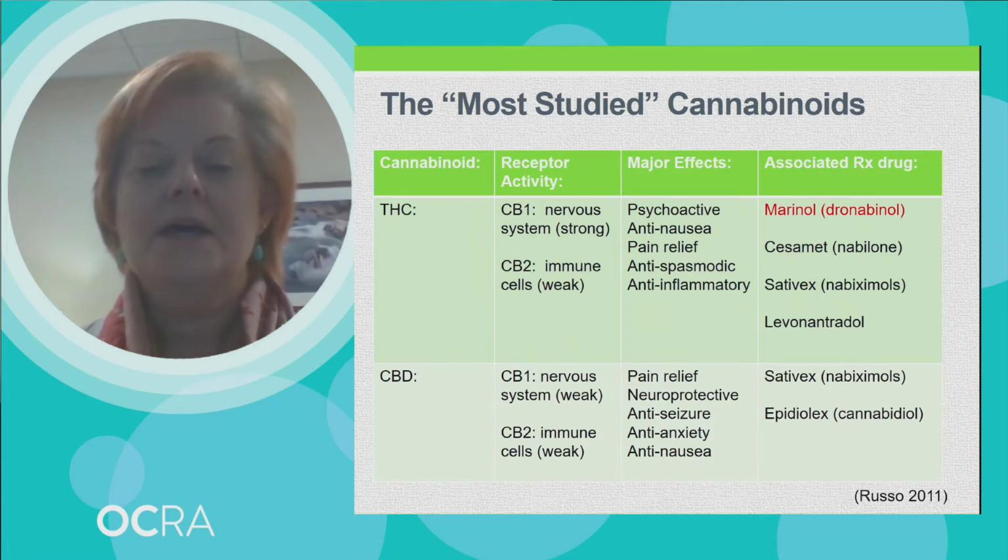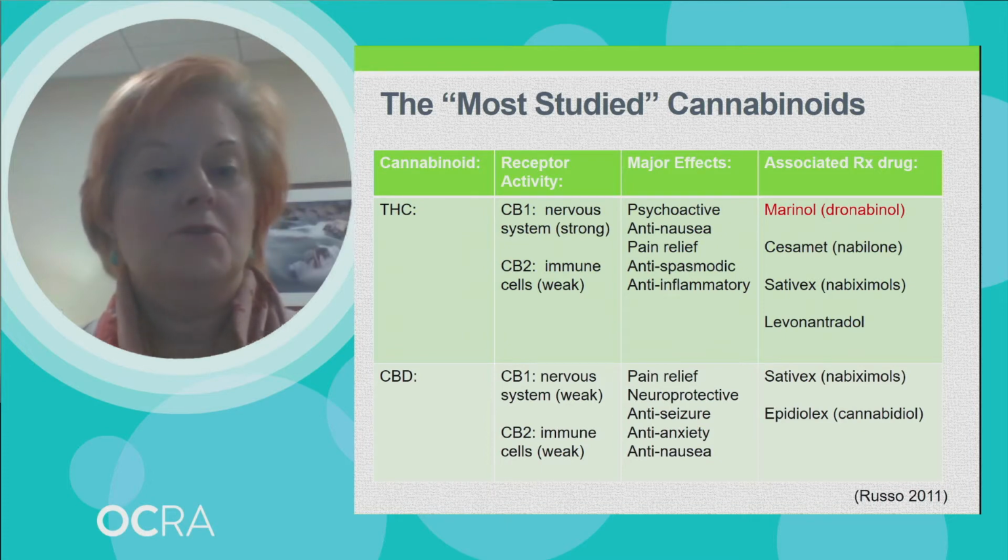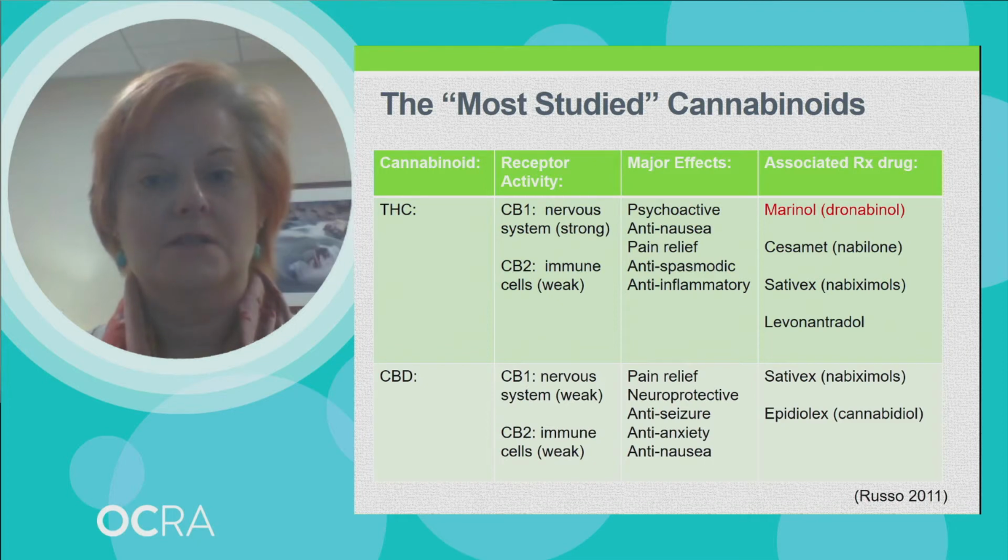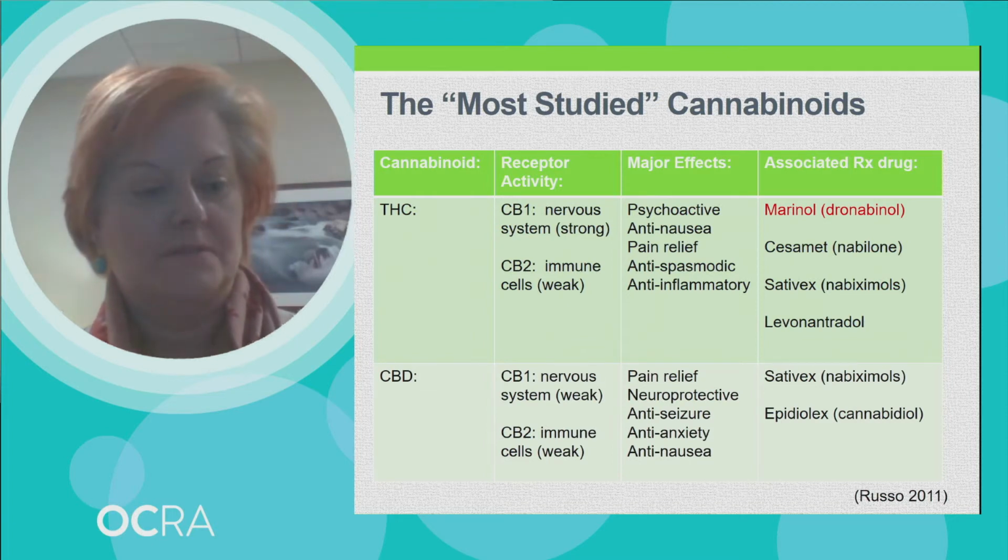medication. And then there's CBD, the second most studied or well-known cannabinoid, and it has very weak effects at both the nervous system and in the immune cells. But it's also known for pain relief. It may be protective of the nervous system. It has anti-seizure effects, anti-anxiety effects, and anti-nausea effects. And as you see, there's two prescription medications associated with CBD. Sativex, again, the same one that also contains THC. And Epidiolex, which is more recently studied and has been used to control uncontrollable seizures in pediatric patients.